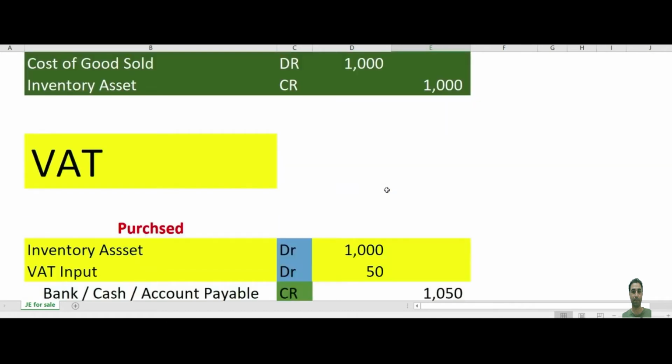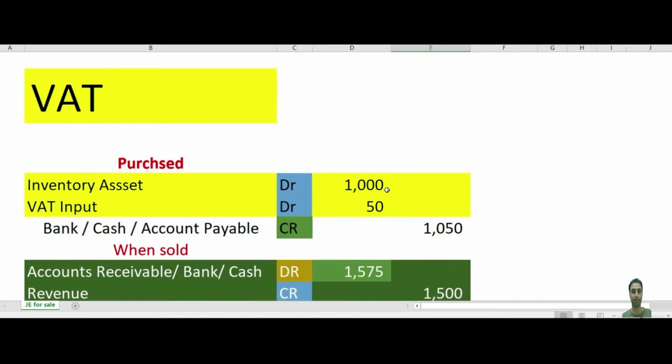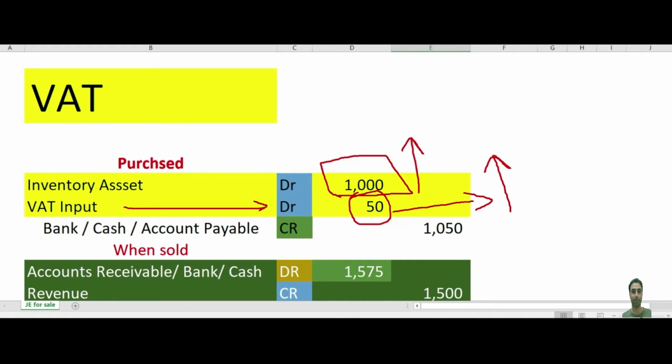Now let's consider if there is VAT, what will be the journal entries. Once we purchase the item, what will we do? We'll debit the inventory asset account, for the same reason: the asset has increased. And we will also debit VAT input, because this VAT input is, you can say, an asset, or it is your contra liability. This is reducing your liability.